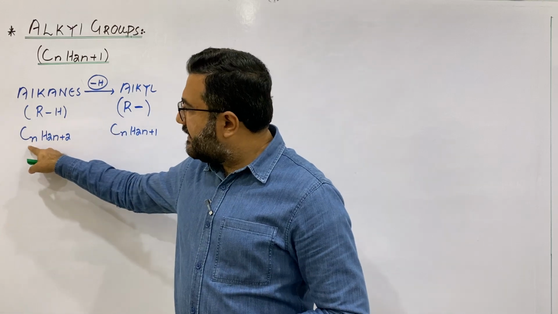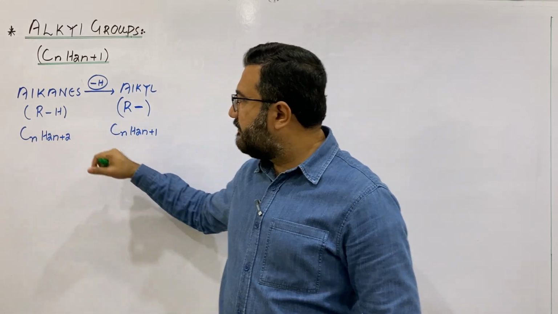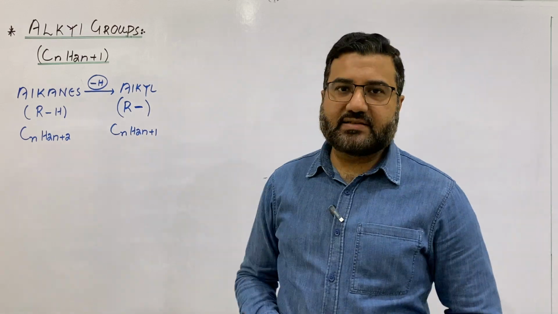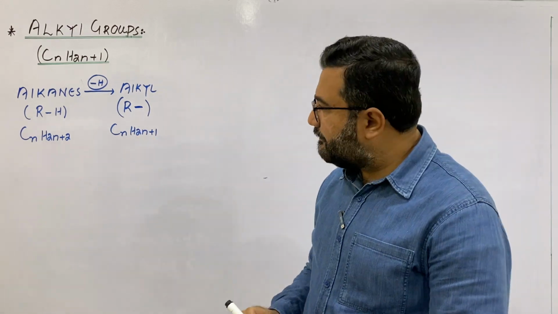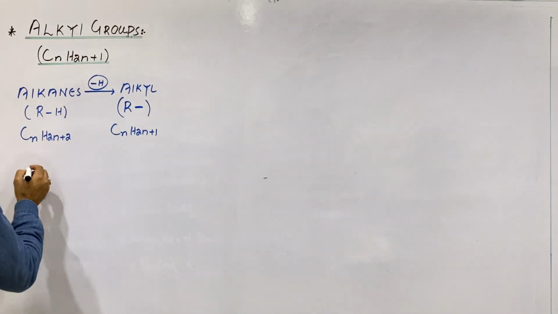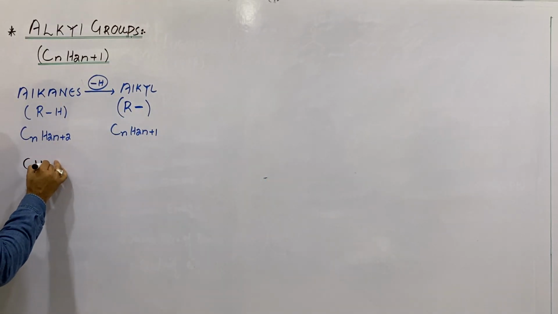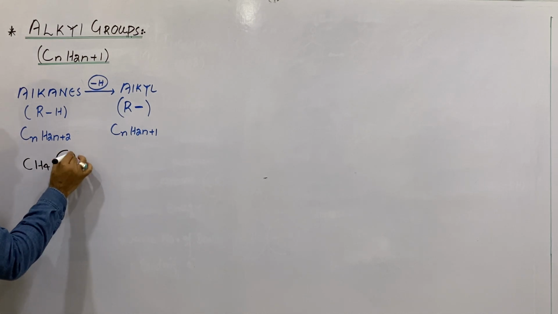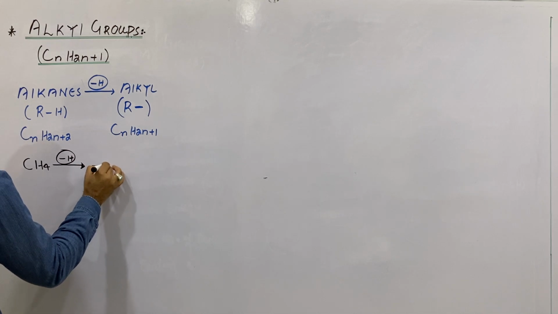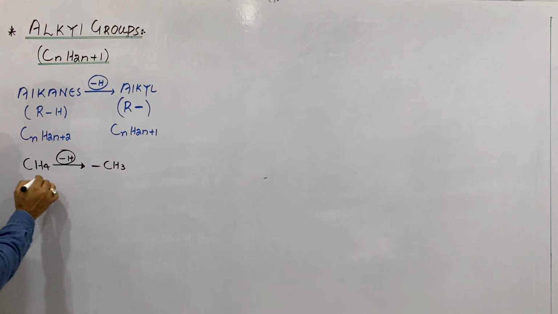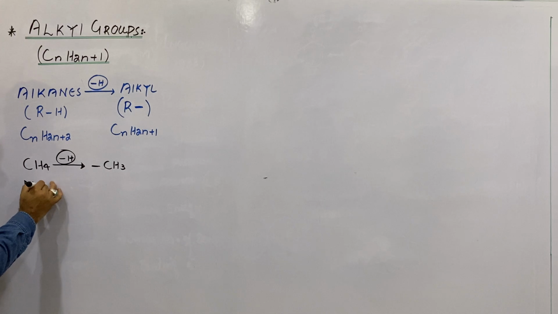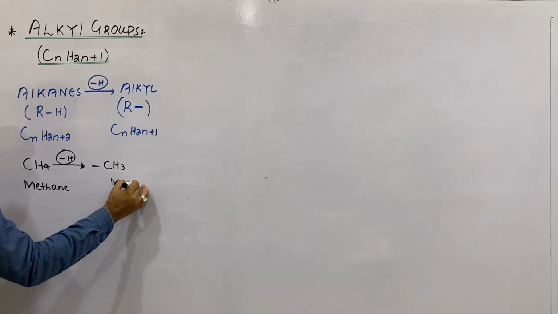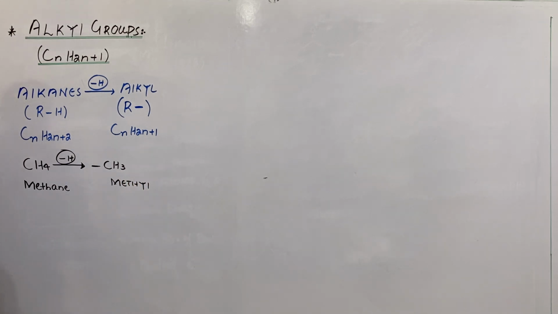The formula of alkane is CnH2n plus 2, but after removing one hydrogen, the formula of the alkyl will be CnH2n plus 1. Now, starting from the simplest alkane, my dear students, that is basically methane. When you will remove one hydrogen atom from methane, then you will get a group which will be called as the methyl group. So, from methane, you will get methyl.